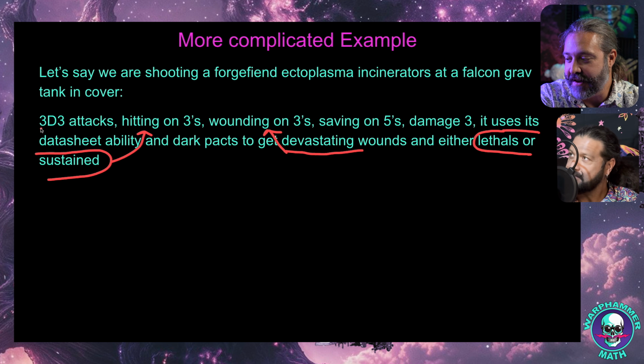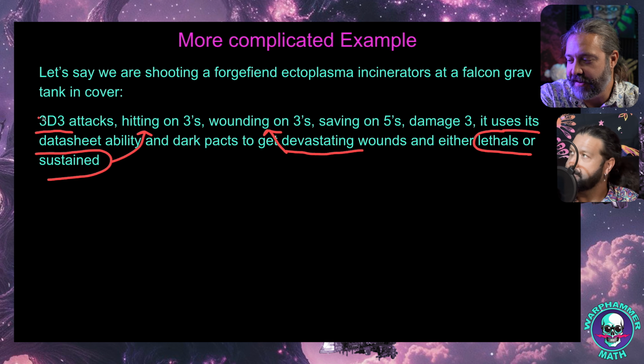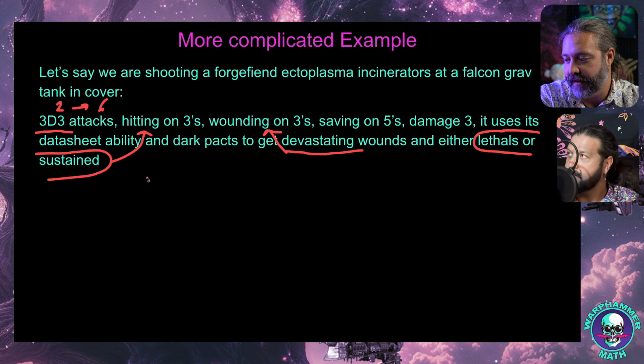So let's go ahead and take a look at this. First of all, we have 3d3 attacks. How many attacks does that give us on average? 6? Yeah, because d3 is an average of 2. So this is 6 attacks. All right, so we got 6.